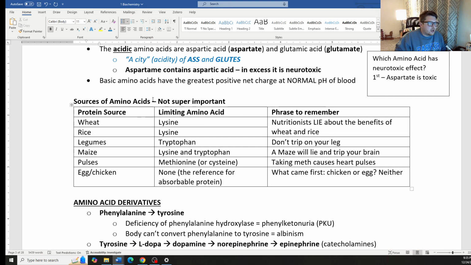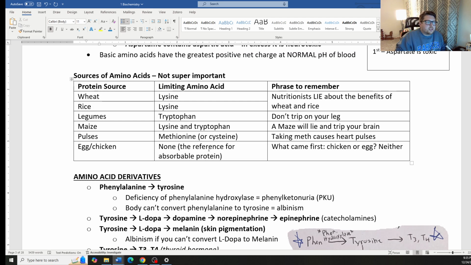Continuing, sources of amino acids. This is not often tested on. However, it is occasionally. So if you want to focus in on this chart and be fully prepared, you absolutely can. Things like wheat and rice contain lysine. Legumes are high in tryptophan. Maize, which is our corn products, has lysine and tryptophan. Pulses, which are similar to legumes, another type of vegetable, contain methionine as well as cysteine, our sulfur containing amino acids.